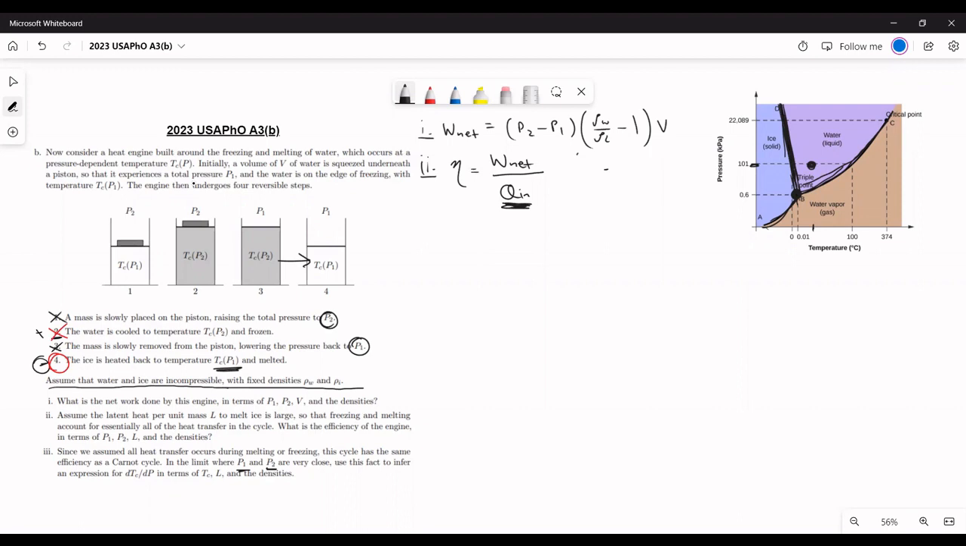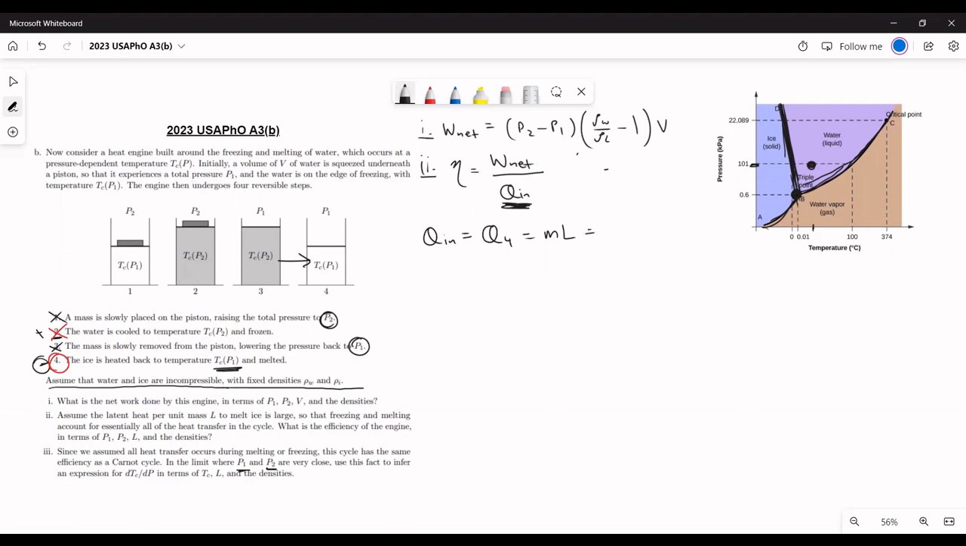So we already know the value of the net work over an entire cycle. We calculated that in step 1, but now we have to find the value of Qin. As said before, Qin only accounts for the heat added to the system, which is in step 4. And once again, we're making this assumption where the latent heat is so large that we can neglect all the heat required to change the temperature between Tc at P2 and Tc at P1. So this Q4 is just going to include the latent heat, and that's just the mass of the system times the latent heat per unit mass.